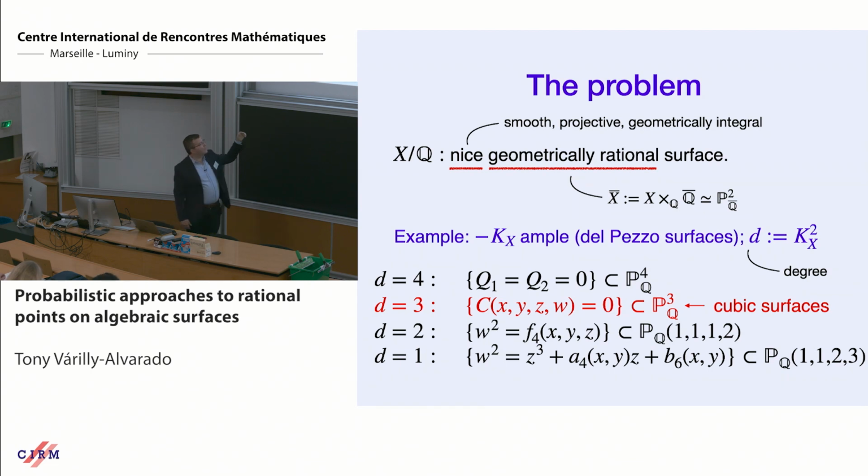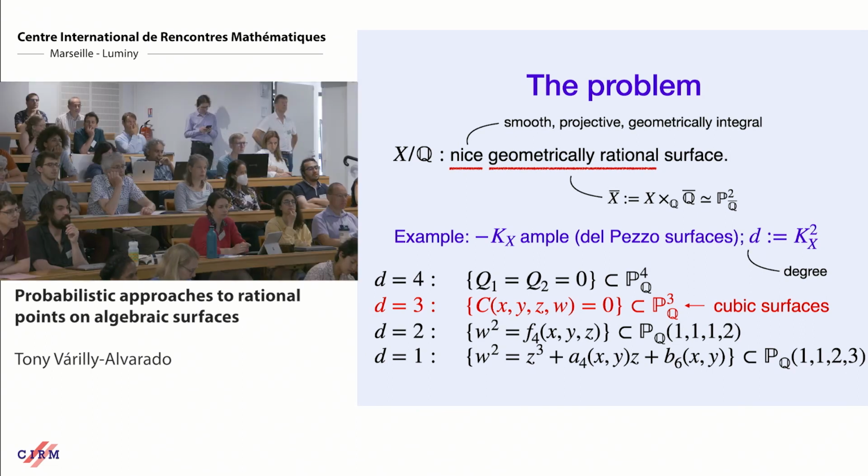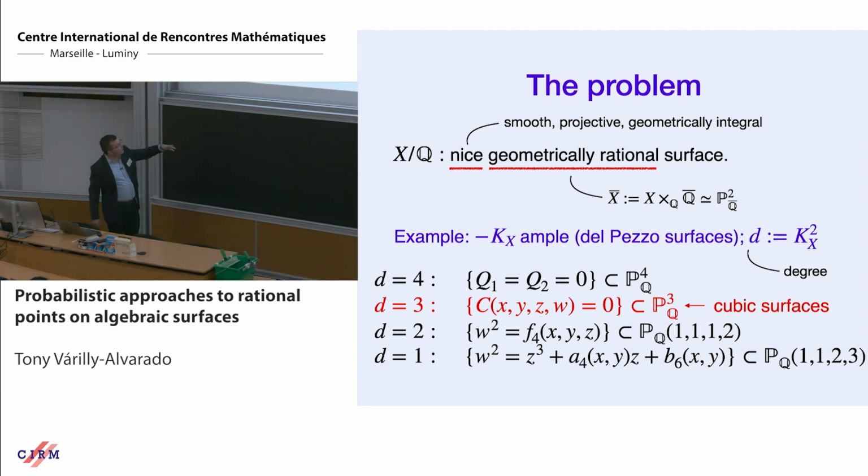Del Pezzo surfaces of degree 2 are smooth quartics in a weighted projective space, where x, y, and z have weight 1 and w has weight 2. The f4 there is some homogeneous polynomial in x, y, z. I can also think of this as a double cover of P2 that's branched along the curve f4 equals 0 on P2. And there are degree 1 surfaces, which are smooth sextics, also in a weighted projective space, where x and y have weight 1. The subscripts on the a and the b indicate the homogeneous degree of those polynomials. And z has weight 2 and w has weight 3.